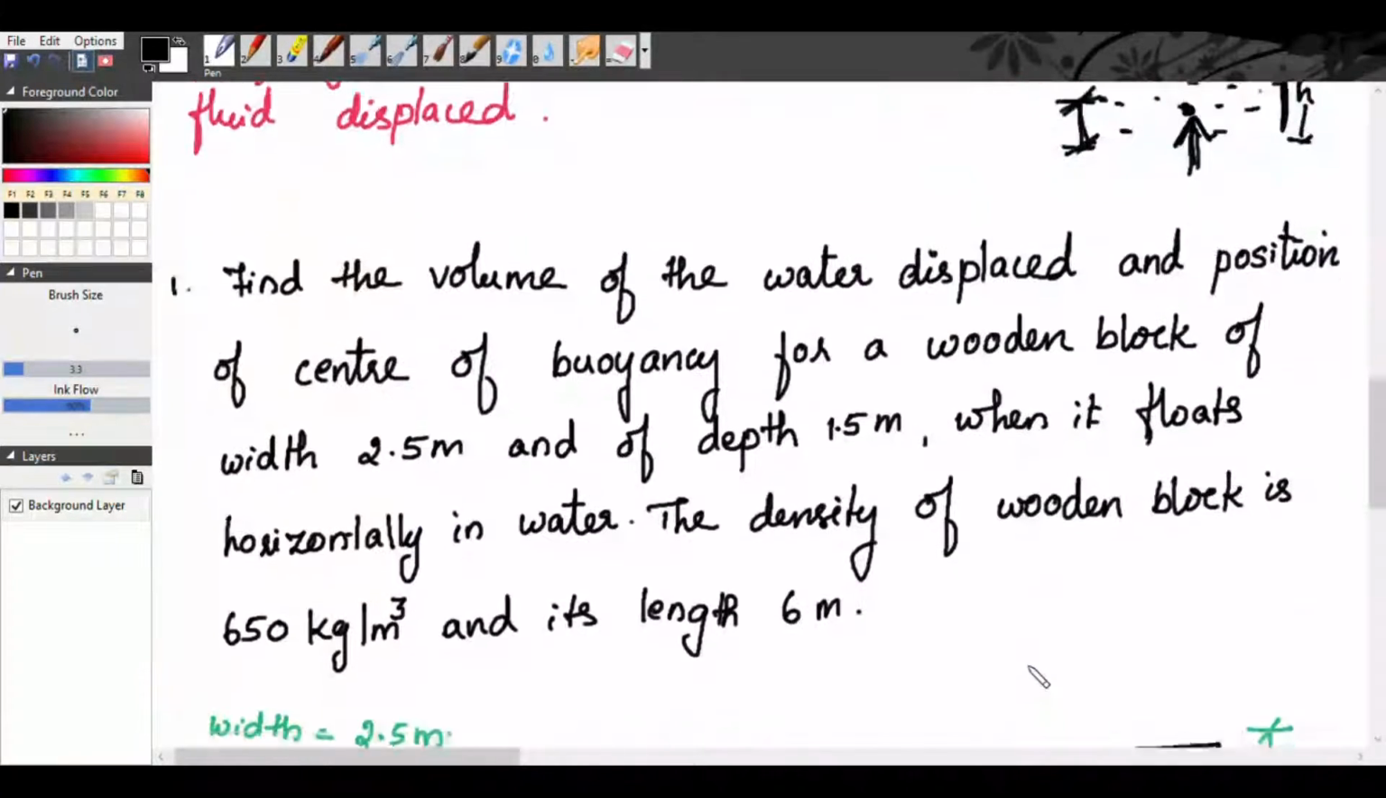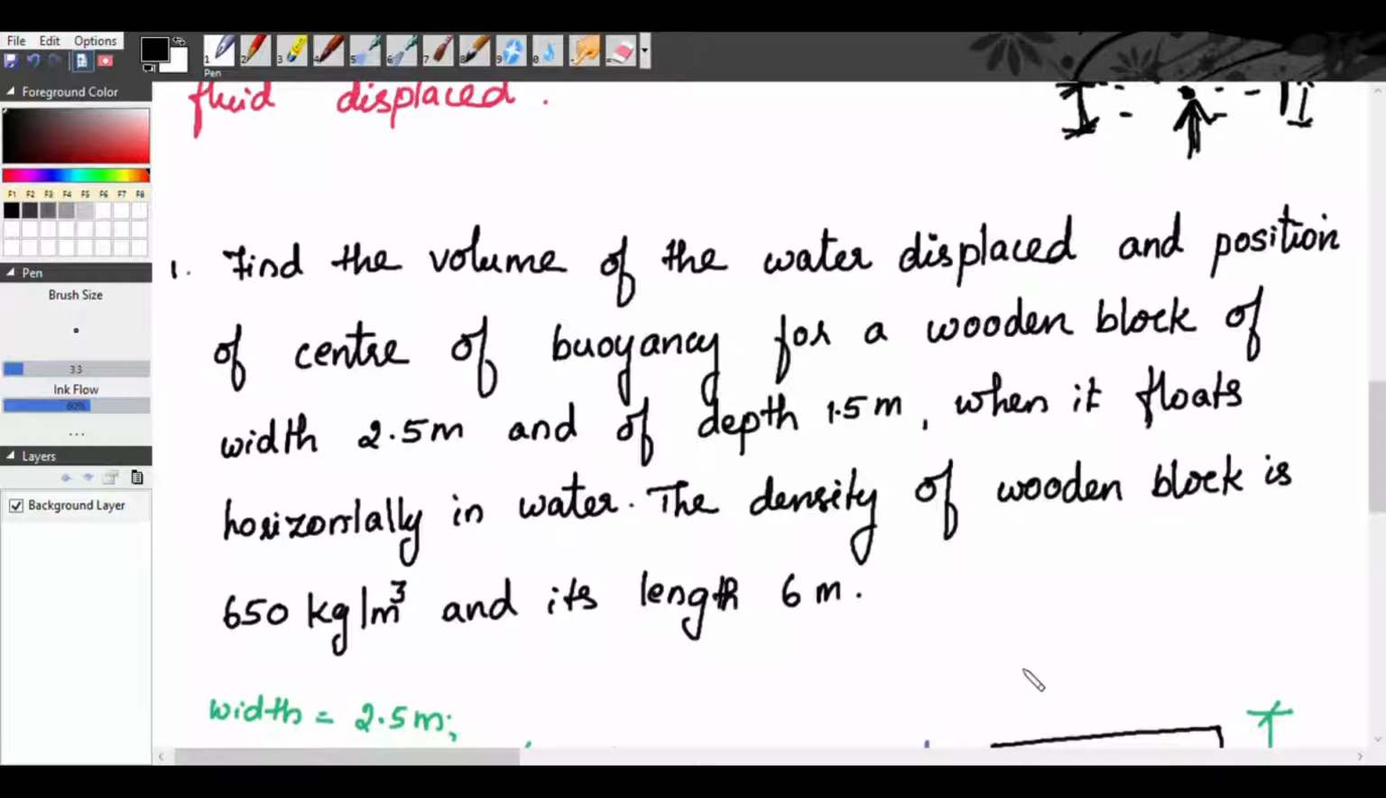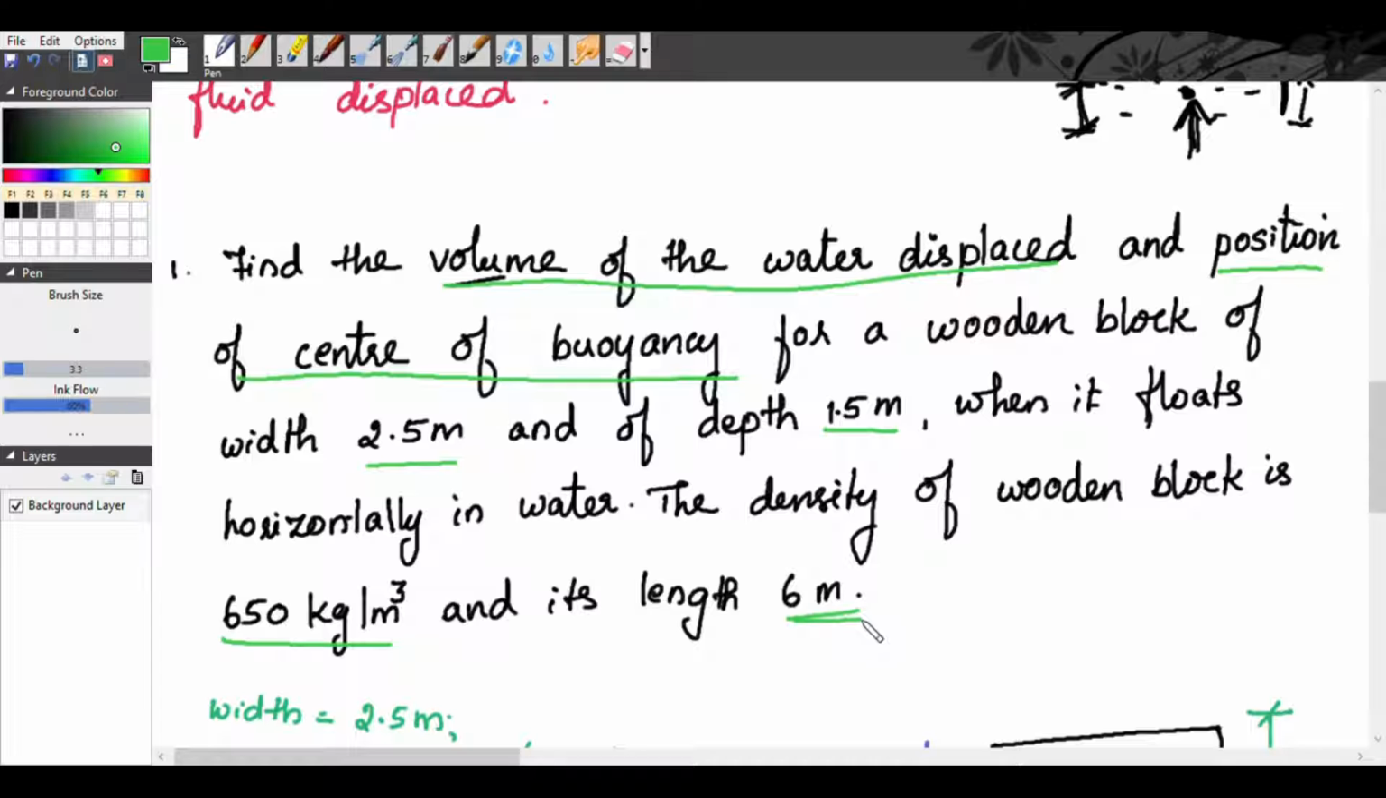So now we will move on to the problem. One problem we will see today: find the volume of water displaced and position of center of buoyancy for a wooden block of width 2.5 meter and depth 1.5 meter when it floats horizontally in water. The density of the wooden block is 650 kilogram per meter cube and its length is 6 meter.